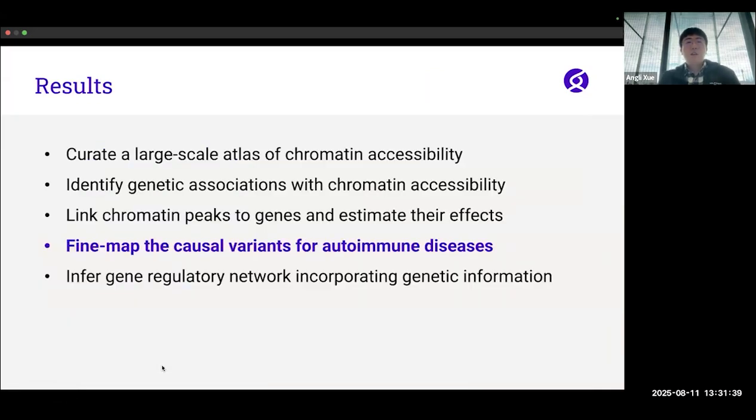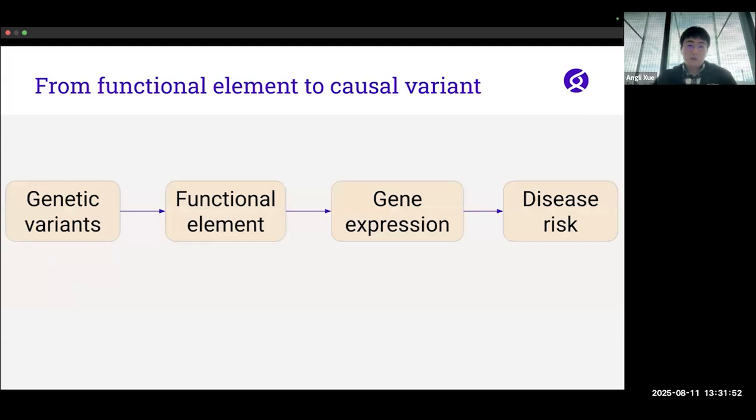Okay, so now we have shown that using caQTL, eQTL, and GWAS can help us link the chromatin peaks to genes and estimate the effect in specific cell types. And then what about the causal variants? When we study the genetic risk factors for disease, we usually think about it this way. We have a genetic variant that affects the functional elements, which consequently affect the gene expression, then increase or decrease the disease risk.